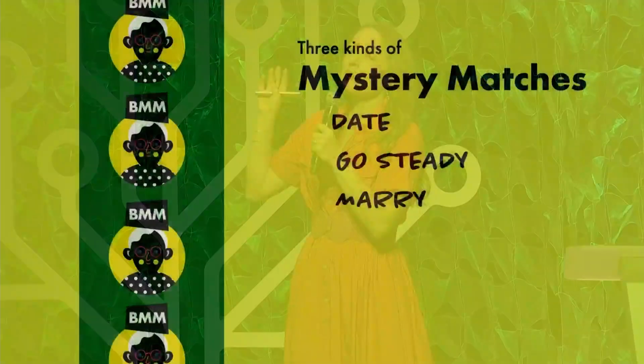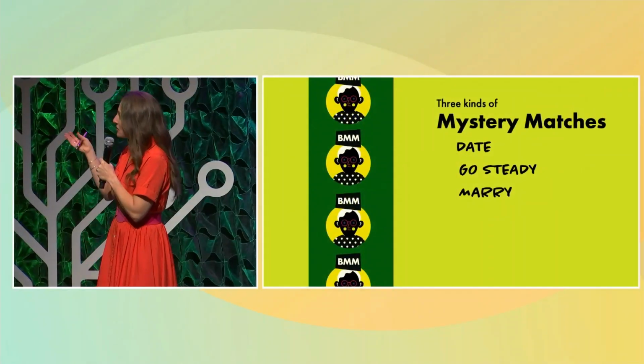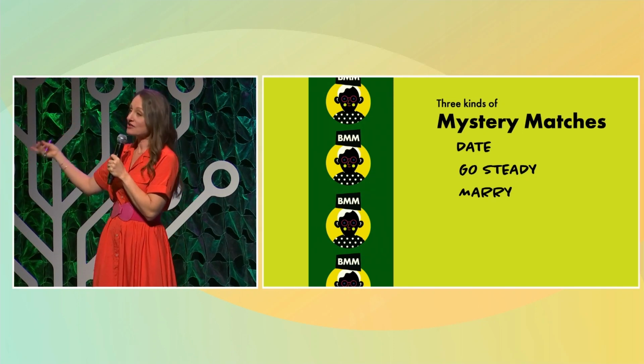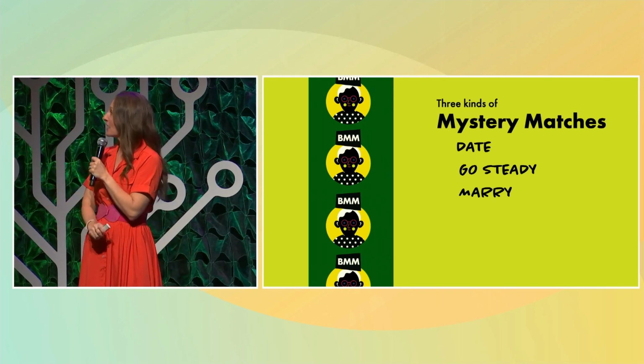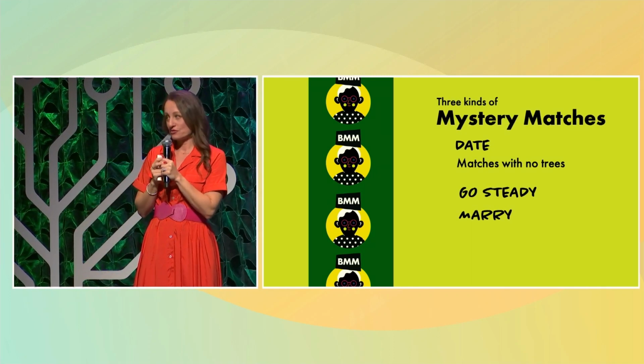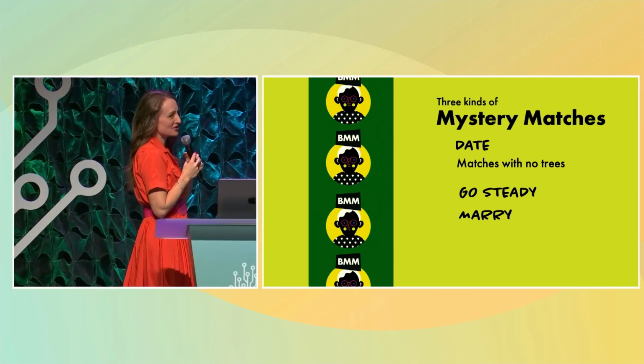Okay, so once you've gathered these matches together, your leftovers, there are going to be 3 different kinds of matches within that group. And these are going to be matches that you'll want to date, go steady with, or actually marry. Okay? So, dating matches. These are matches that have no tree.